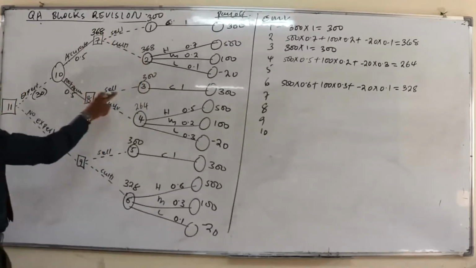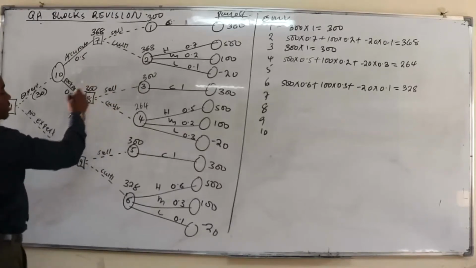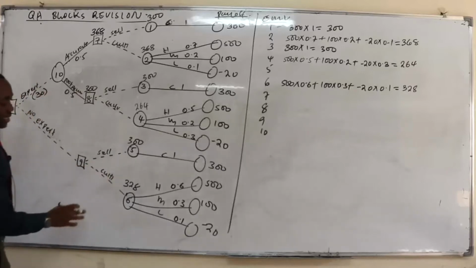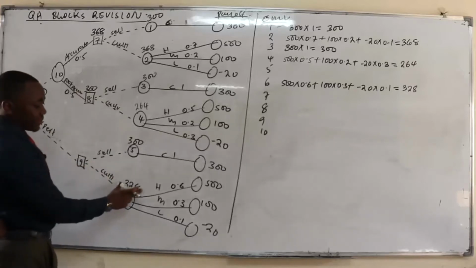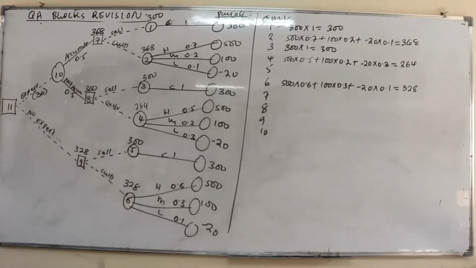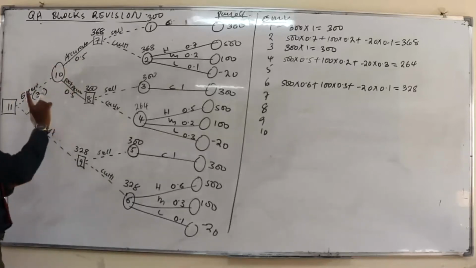Node 8, sell or cultivate. You should sell because you have 300. That's the maximum. Node 9, selling and cultivating. Cultivating has the highest EMV with 328. Then from node number 9, we go to node 10. Now, node 10 has probabilities, so we need to get the EMV.